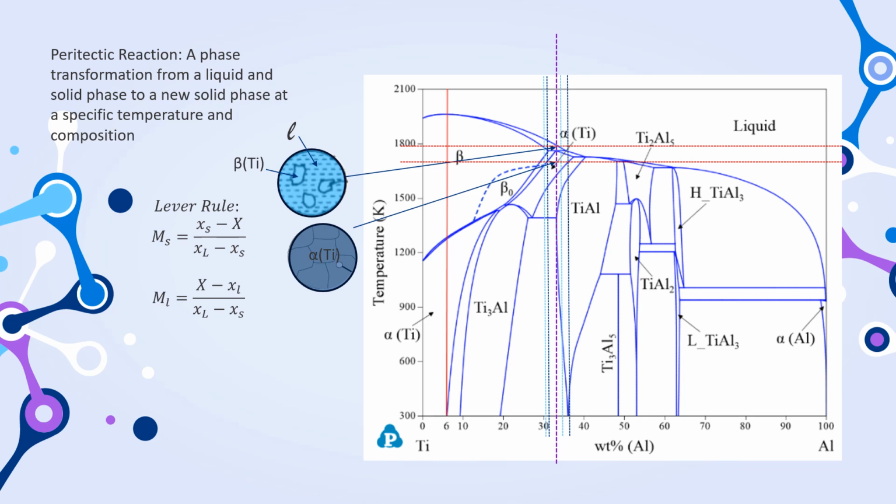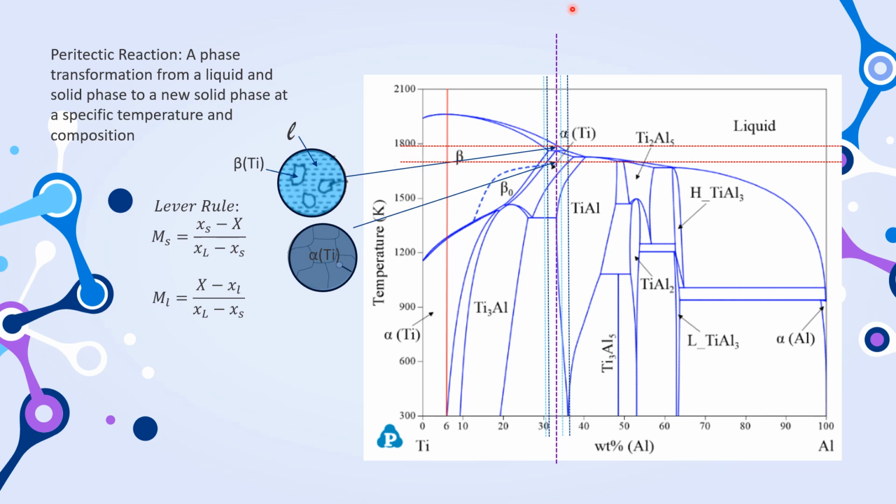In this second cooling reaction, this discussion focuses on the peritectic reaction in the titanium-aluminum alloy system and the application of the lever rule to determine phase proportions around 1750 Kelvin. At approximately 1750 Kelvin, the alloy enters into a two-phase region where both solid and liquid phases coexist. The light blue line and the dark blue line represent the boundaries of these regions, with the purple vertical line marking the alloy composition at this temperature. The red line indicates the tie line at this temperature.